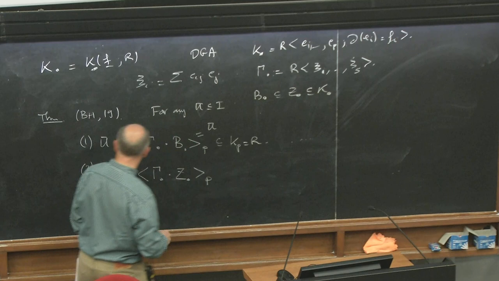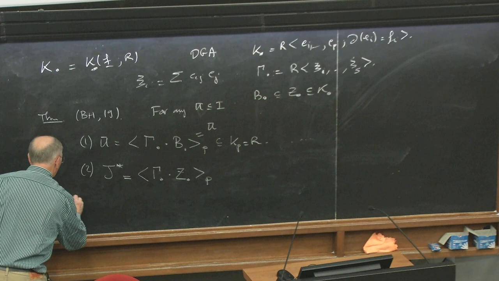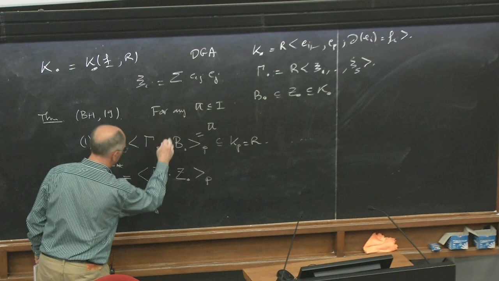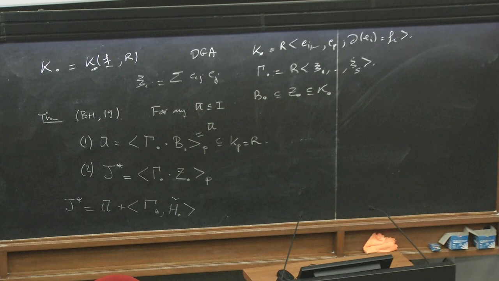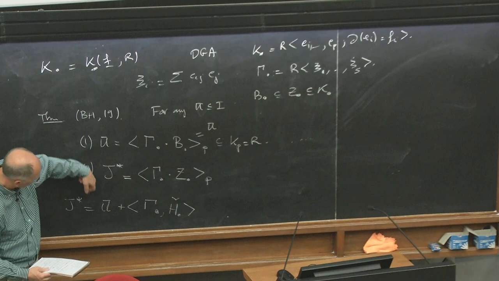And this is important because it tells you, if you put this together, that your J star is equal to A plus what is generated, what you obtain by taking these elements here and multiplying by representatives of the classes of the Koszul homology. So if you know the generators of the Koszul homology as a DG algebra, you will have a universal description of the generators of J star.